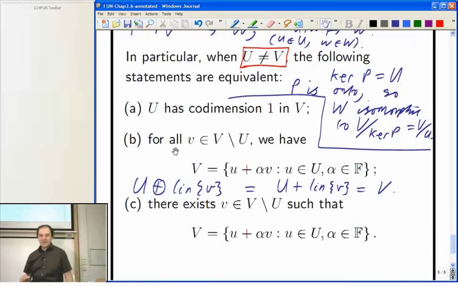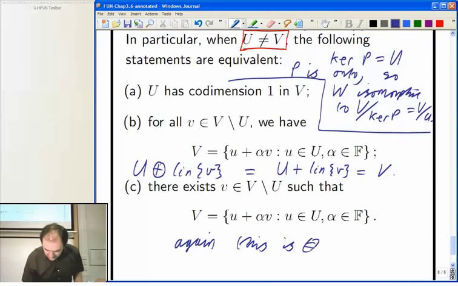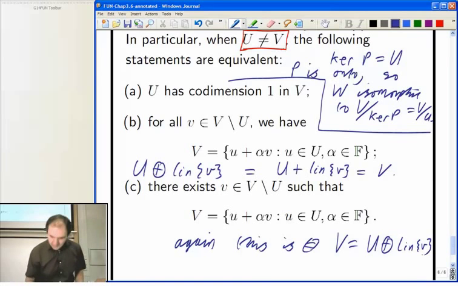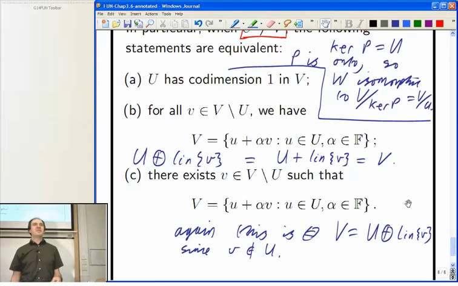And this one is for everything outside that happens, and this is that there exists one outside. But again, it's the same thing, this is saying that this is if and only if V equals U direct sum lin of V, since V is not in U. So that's the two versions again. One is that there is an algebraic complement with the right dimension, and the other that all the algebraic complements have the right dimension.